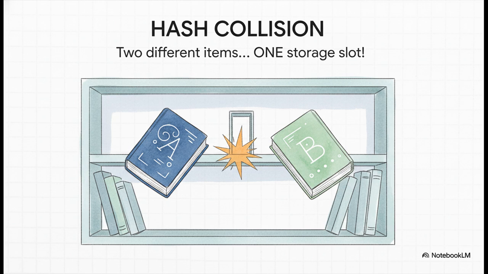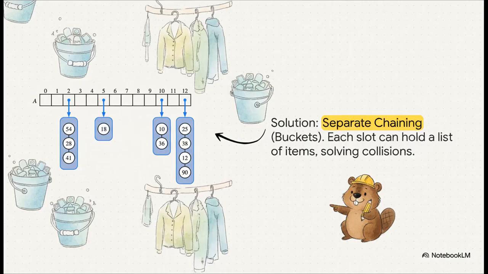So what do we do now? Well, the solution is actually pretty simple, and I think it's beautiful. We use buckets. Instead of each storage slot holding just one thing, we let it hold a little list. So if two items get assigned to the same spot, no problem. We just add the second one to the list that's already there. It's kind of like having a coat rack with hooks. If one hook is taken, you just hang the next coat on the same hook. It keeps everything neat and tidy and solves the collision problem beautifully.